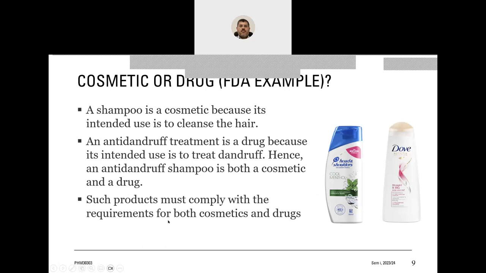And we can show some examples of how to categorize the product as cosmetic or cosmeceutical. So, for example, here you have two types of shampoo. Dove is only for cleansing the hair, but Head and Shoulders is intended to have some therapeutic benefit, which is anti-dandruff shampoo, right? So a shampoo like Dove is a cosmetic because the intended use is to clean the hair. But when you talk about anti-dandruff treatment, we consider it a drug because its intended use is to treat dandruff. Hence, the anti-dandruff shampoo is both cosmetic and a drug.